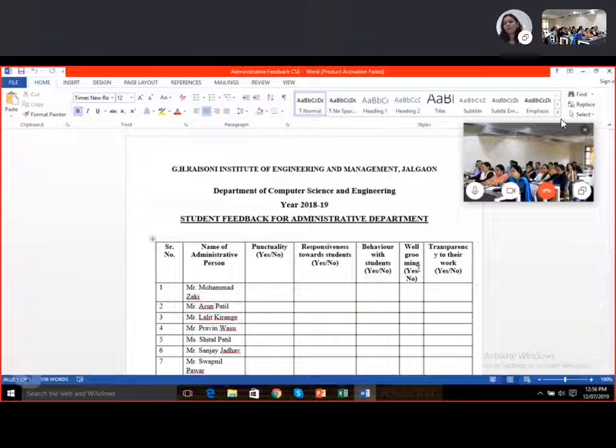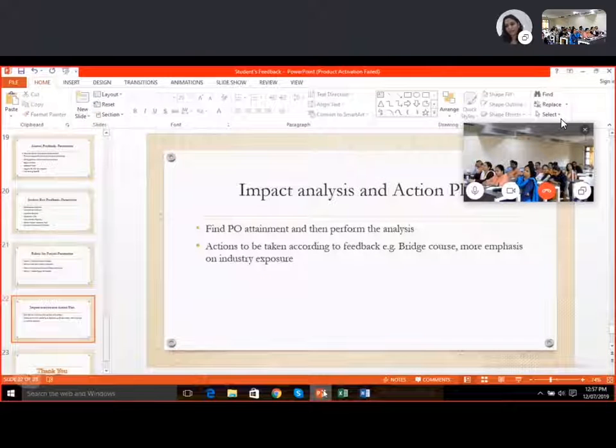Because being academicians, definitely we are always punctual and very good to our students, but it's our responsibility to check that the administrative part is also helping our students or not. Is there any transparency, or are any problems there or not? So for that, student feedback for the administrative department is also a very necessary part. The academic feedback should be conducted twice and the administrative feedback should be at least once in a semester.